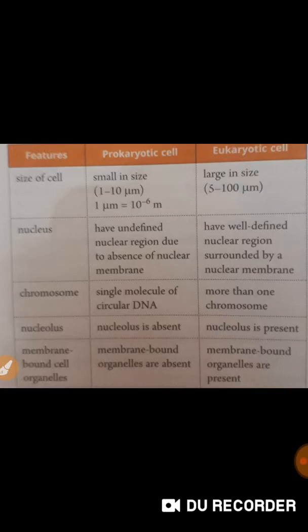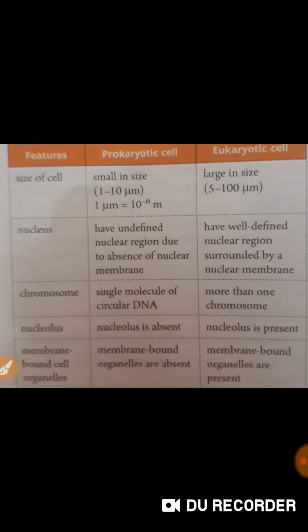These cells have an undefined nuclear region called nucleoid due to absence of nuclear membrane. The genetic material is not surrounded by the nuclear membrane; it is in direct contact with the cytoplasm. The cells have an undefined nuclear region. If a membrane had been there, the nuclear region would have been defined. As the nuclear membrane is not there, it is an undefined nuclear region, and we don't call it nucleus, we call it nucleoid. What do we call it? Nucleoid.